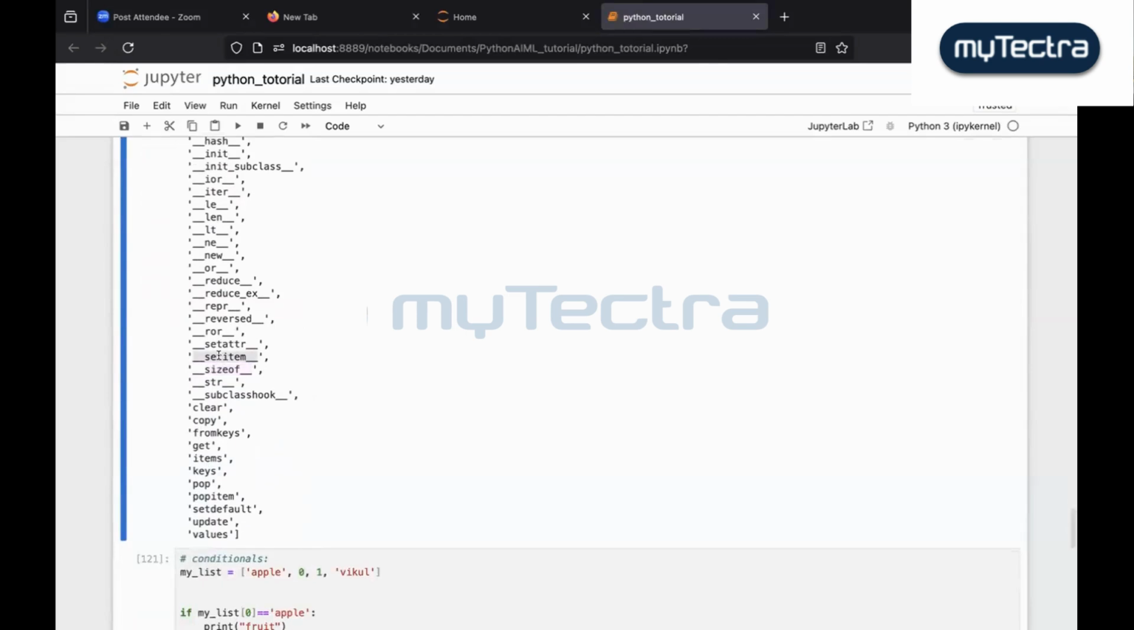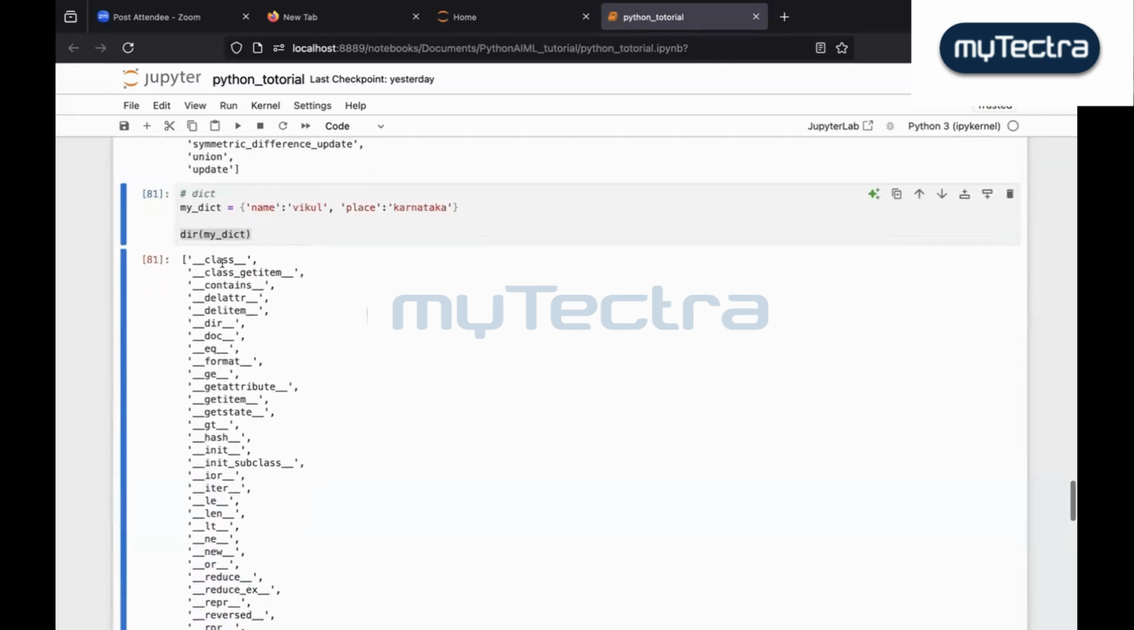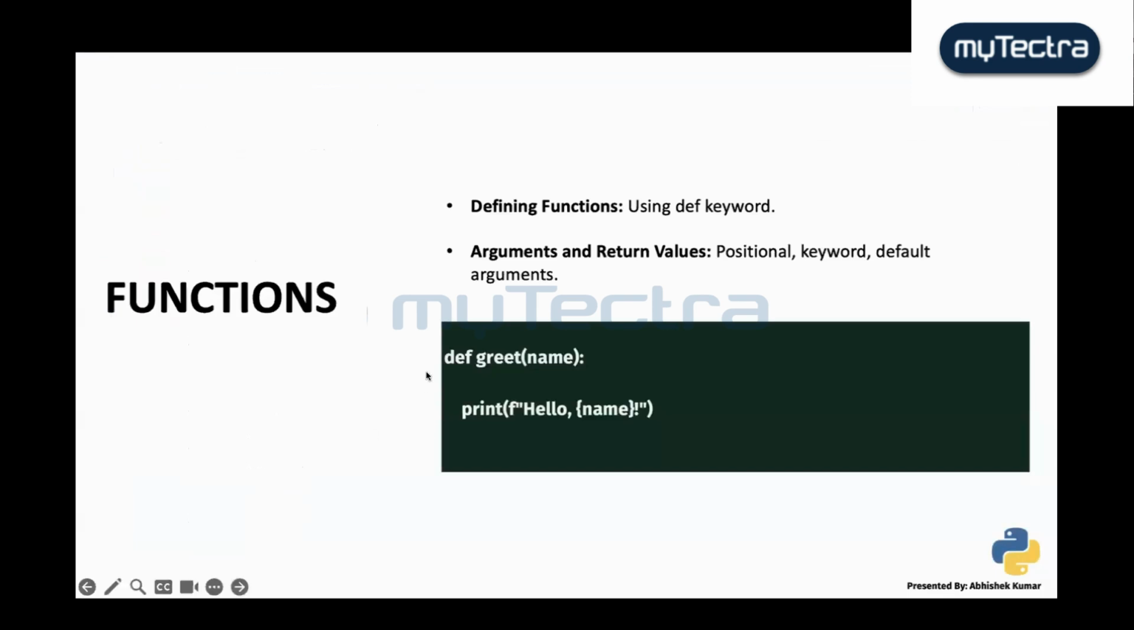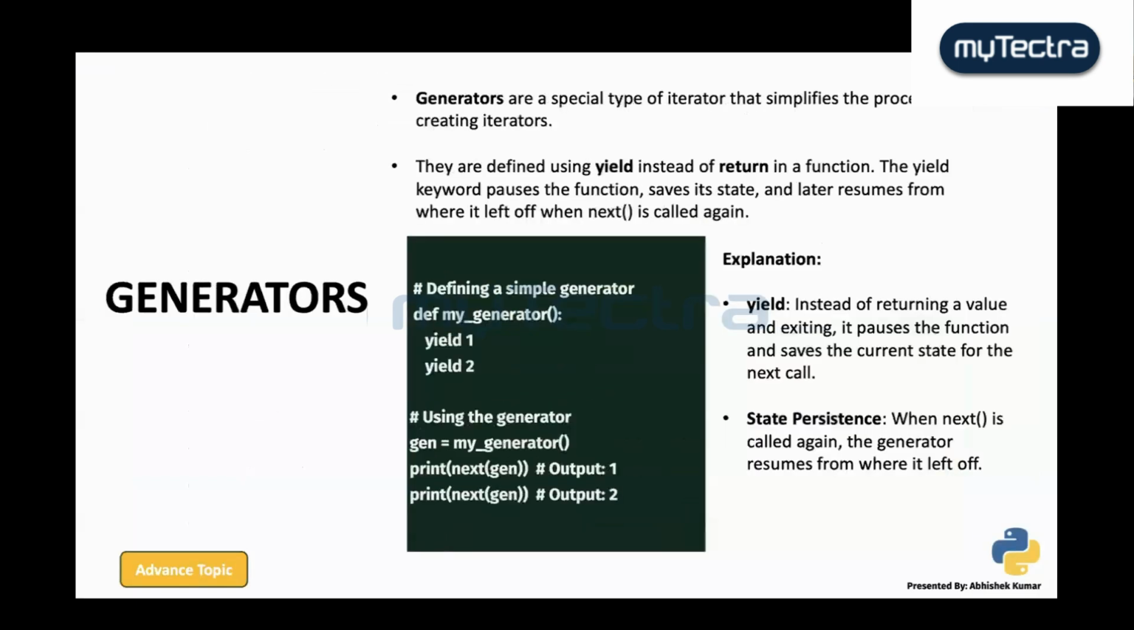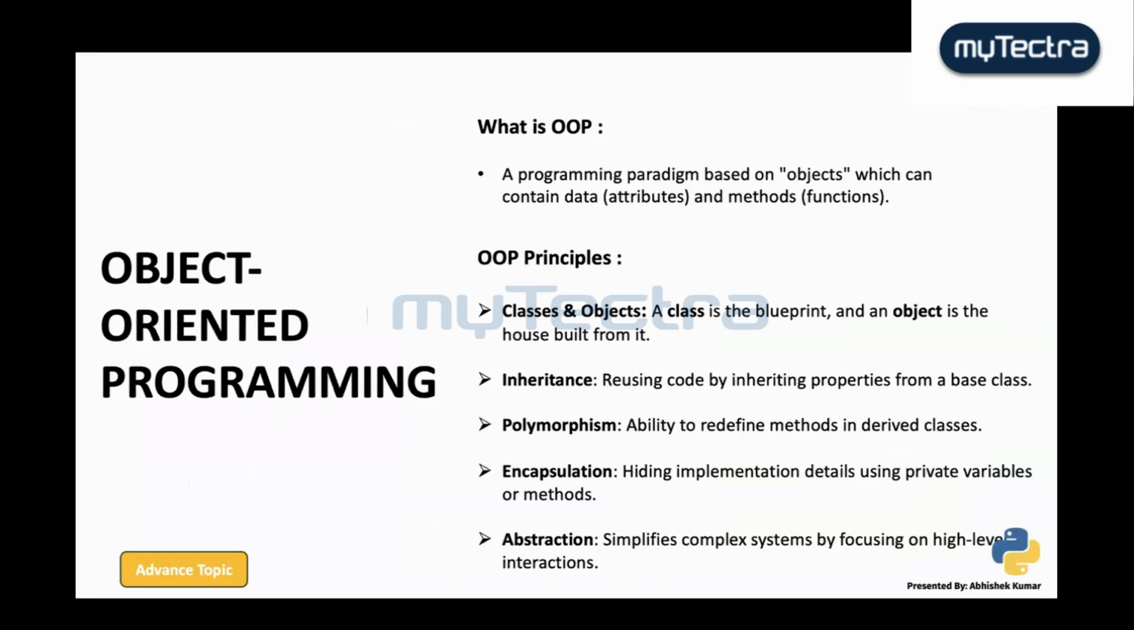Set items, setters or getters, set attributes. So all these methods, right? These are functions, which are defined under the class dictionary. So these are the functions of dictionary. Likewise, there is a class and there are functions. When I come to my next chapter, I'll come to this. But before this, there is a concept of object-oriented programming. So Python is very versatile.